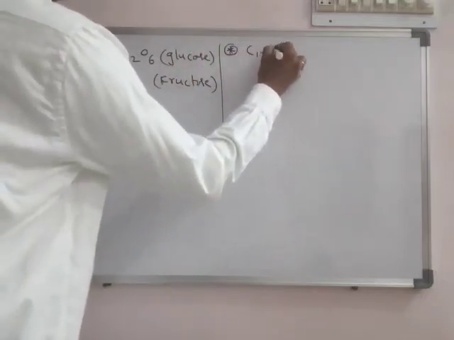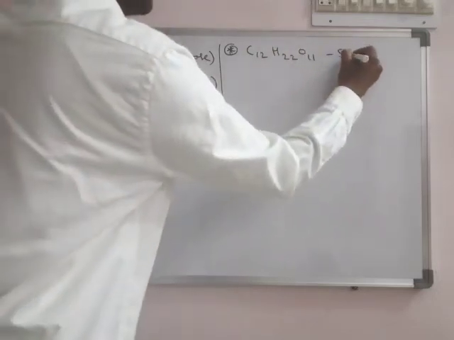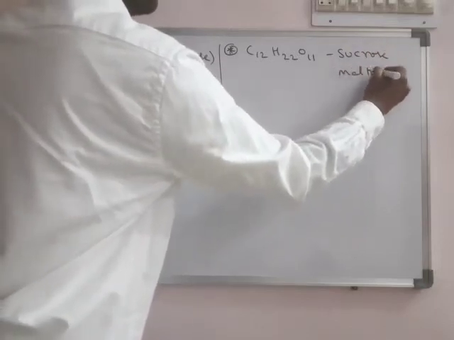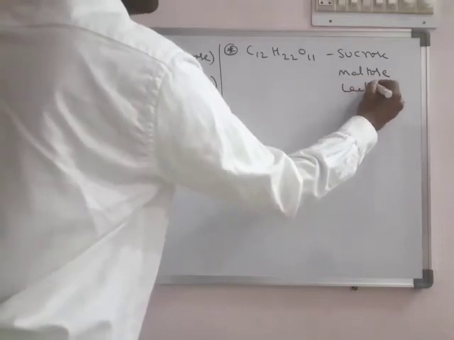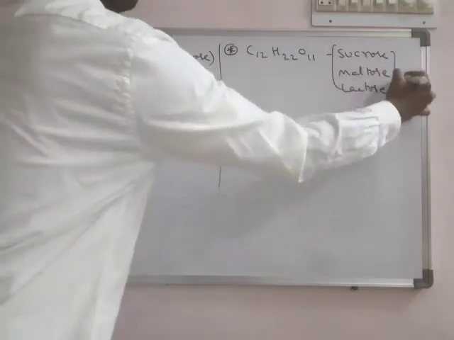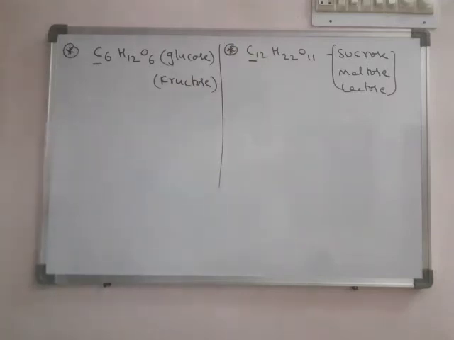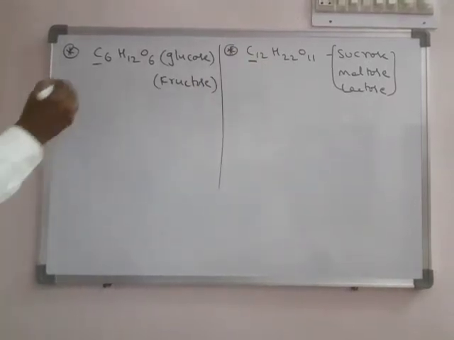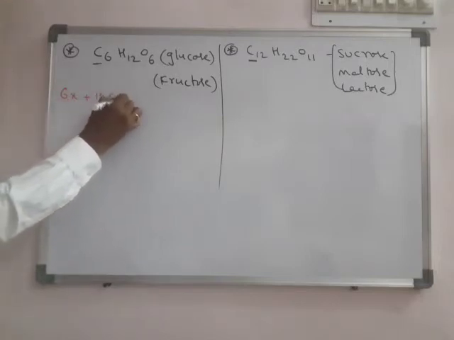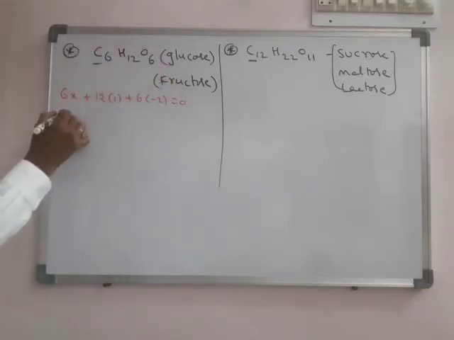Next, C12H22O11. So what is this? It is called sucrose. Even we can say maltose; the maltose formula is the same. Even we can say lactose. So it is the same formula. Calculate the carbon oxidation number here: 6x plus 12 into 1, plus 6 oxygens minus 2, equals 0. Overall charge 0.